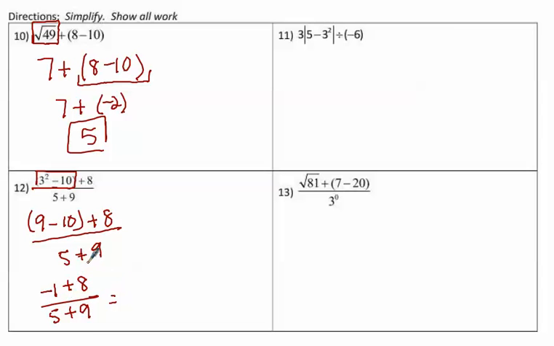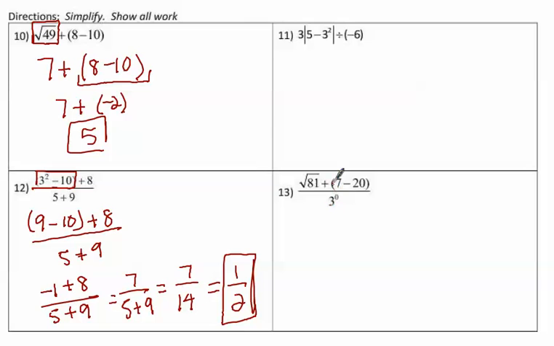Now simplify both the numerator and then the denominator. -1 plus 8 is 7 over 5 plus 9. 5 plus 9 is 14. 7 over 14 reduces to 1/2.